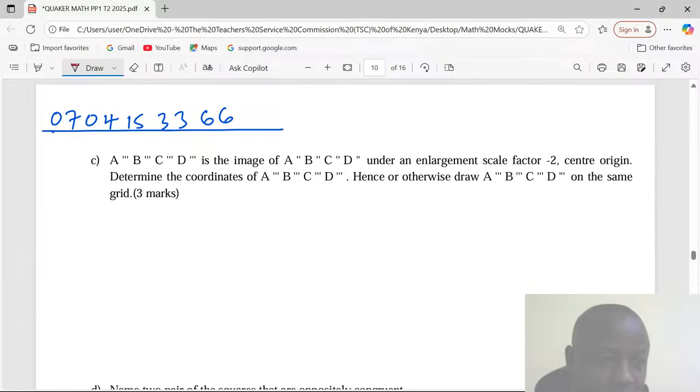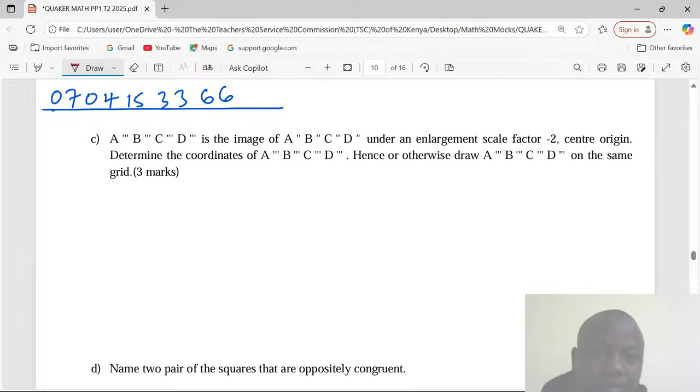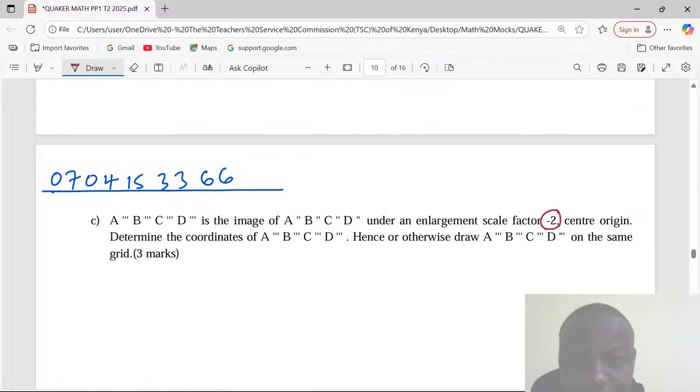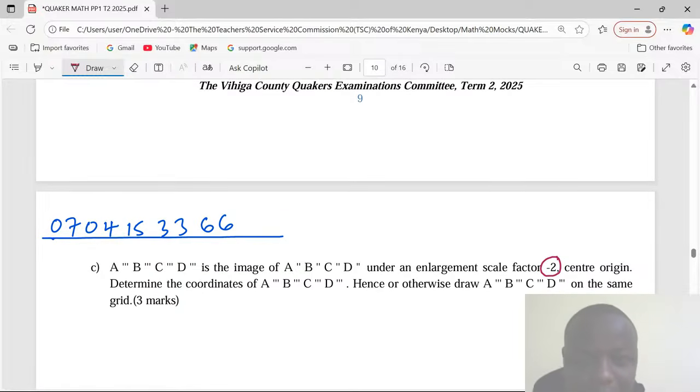Part C of this question. A triple prime, B triple prime, C triple prime, D triple prime is the image of A double prime, B double prime, C double prime, D double prime under an enlargement, scale factor -2, center origin. You see, that's how an enlargement should be described: the center and the scale factor. Determine the coordinates of A triple prime, B triple prime, C triple prime, D triple prime, and otherwise draw on the same grid. So let's enlarge this second image, center origin, scale factor -2.